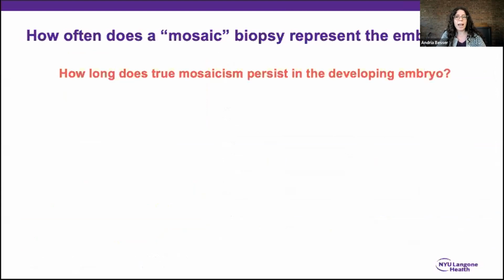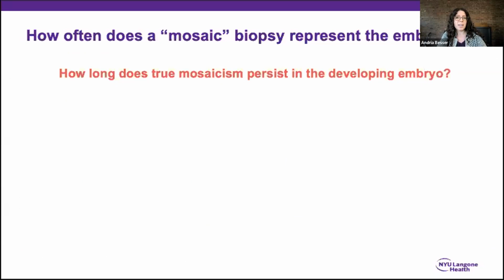We also have to think about how embryos develop over time, because PGT-A just gives us a result at a single time point, somewhere between 5 and 7 days after fertilization when that biopsy is performed. And it's really hard to get a good sense of what's happening between that point and the next time we could test, at the time of CVS about 8 weeks later.